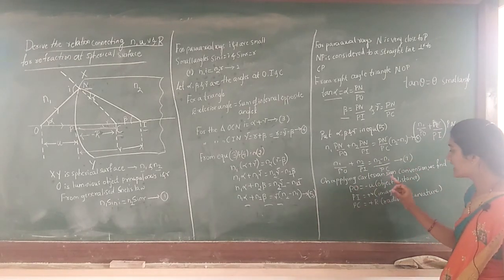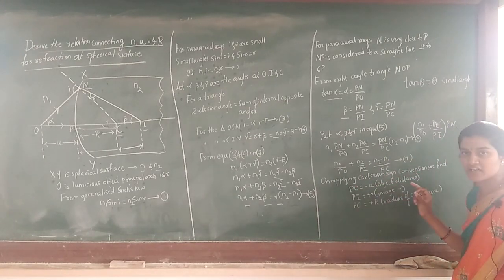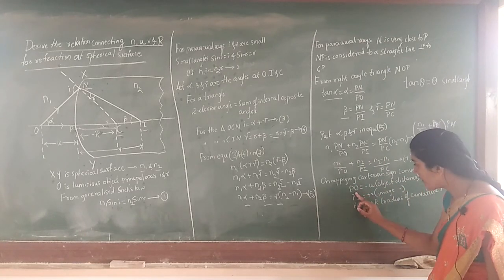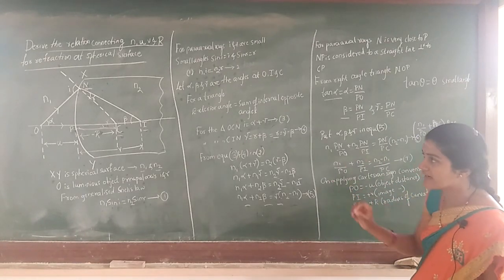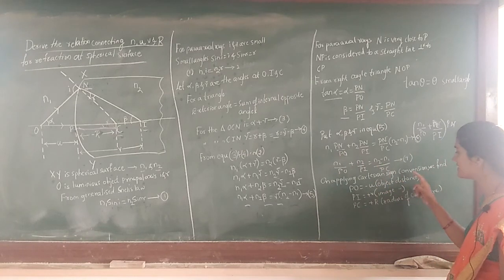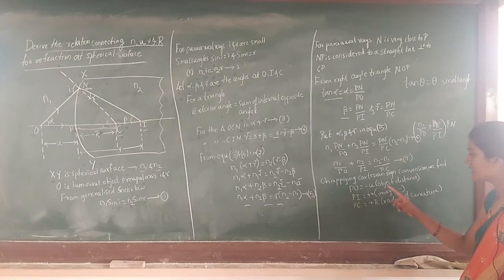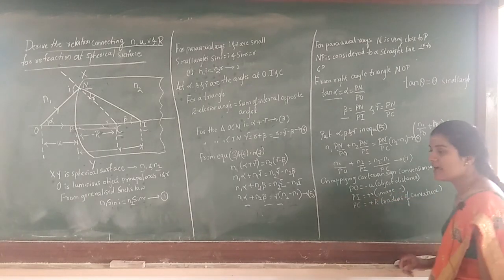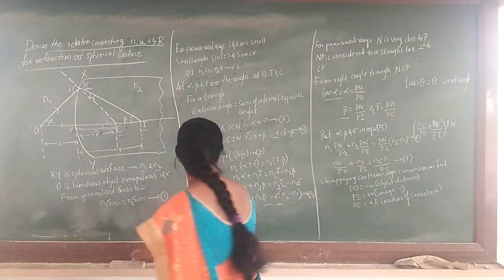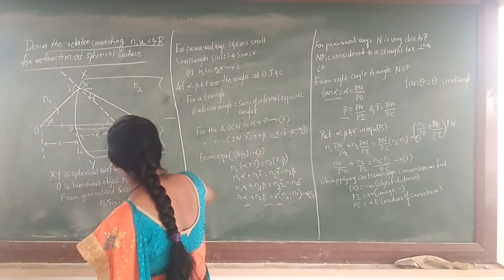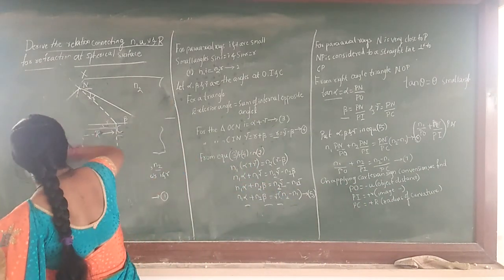Now applying the Cartesian sign convention, we can find the value of Po is equal to minus U according to the Cartesian sign convention. Next, Pi is equal to plus V, Pc is equal to plus R. Minus U means it is the object distance where we are placing it. V means image distance, R means radius of the curvature. Now we got the values of Po, Pi and Pc. Now let us put the values of that.